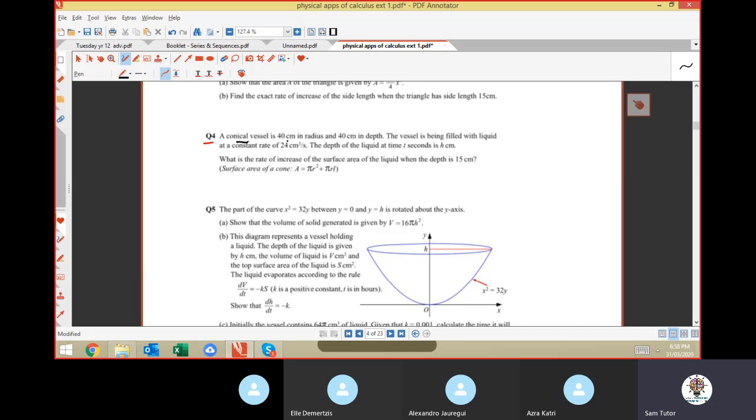A conical vessel is 40 centimeters in radius and 40 centimeters in depth. The vessel is being filled with liquid at a constant rate of 24 centimeters cubed per second. So straight away when I see that, I go dV on dt equals 24, because volume cubed. The depth of the liquid at time t is h. All right, what is the rate of increase of the surface area? So what are we trying to find? dA on dt.